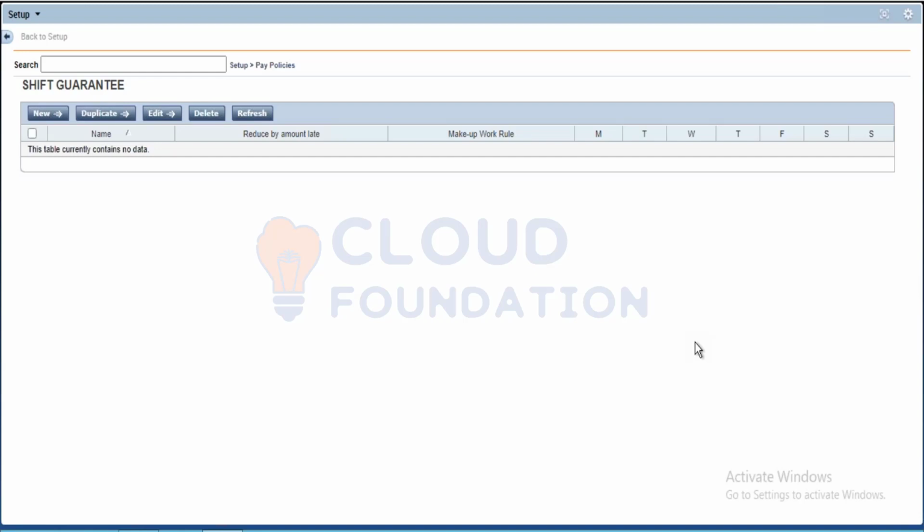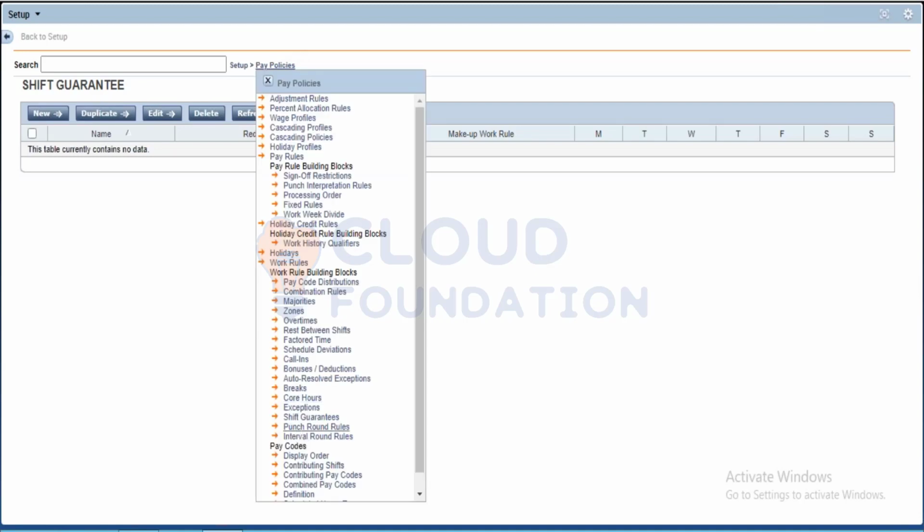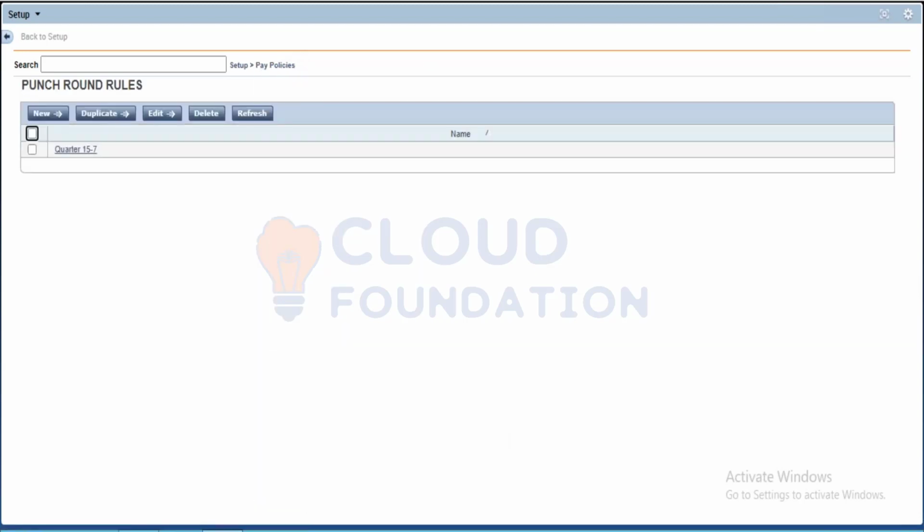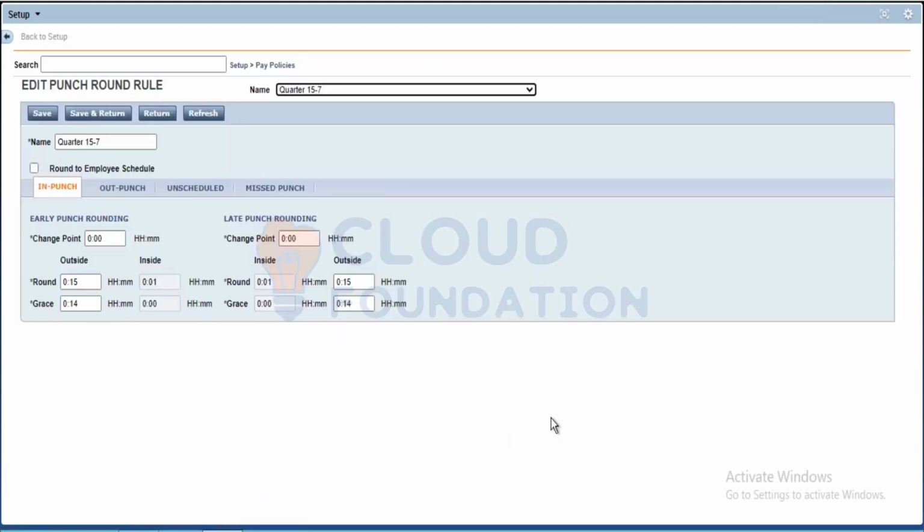Ma'am, can you go back to that page, the rounding rule? Ma'am, in the early punch, there is an outside and inside. What does that mean? That's your inside punch and your outside punch.